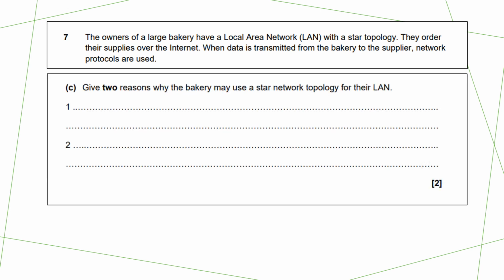The last part of question 7, so 7c, says give 2 reasons why the bakery may use a star network topology for their LAN. So what are the benefits, what are the reasons why you might use a star topology? Have a little think, write down what your answers are, and we will check the mark scheme.